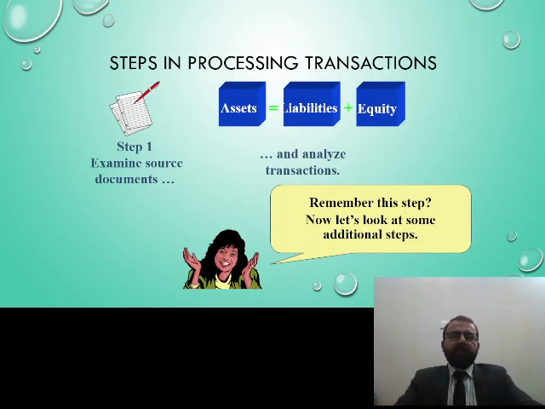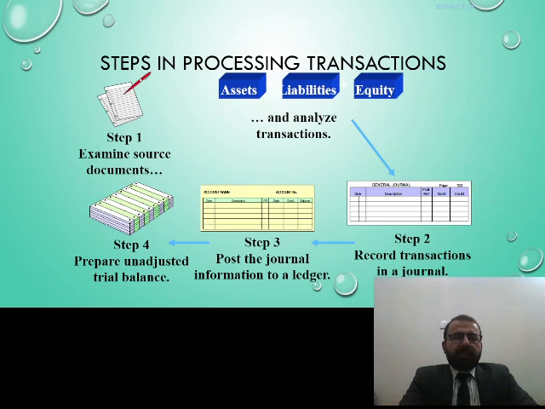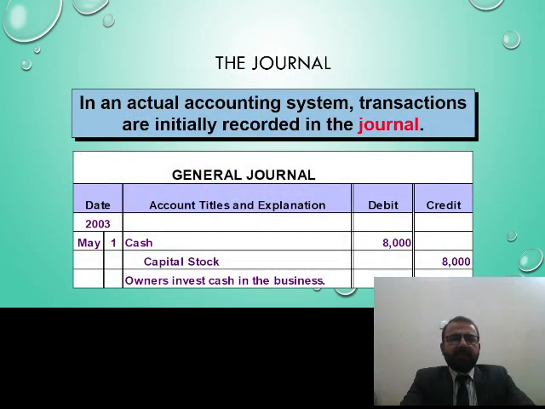Steps in processing transactions. As the accounting equation states, assets equal liabilities plus equity. Step 1. Examine source documents and analyze the transaction. Step 2. Record transactions in a journal. Step 3. Post the journal information to a ledger. Step 4. Prepare unadjusted trial balance.